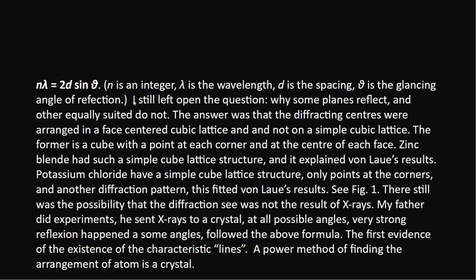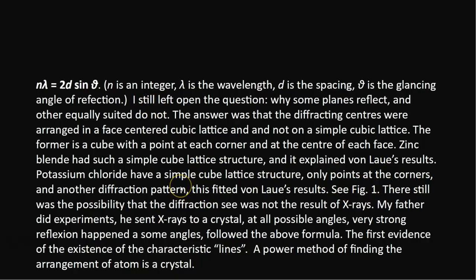It still left open the question why some planes reflect and others equally suited do not. The answer was that the diffraction centers were arranged in a face-centered cubic lattice and not on a simple cubic lattice. The former is a cube with a point at each corner and at the center of each face. Zinc blende has such a face-centered cube lattice structure, and it explains von Laue's results. Potassium chloride has a simple cube lattice structure, only points at the corners, and thus another diffraction pattern. This fitted von Laue's results, see figure 1, you'll see that later.